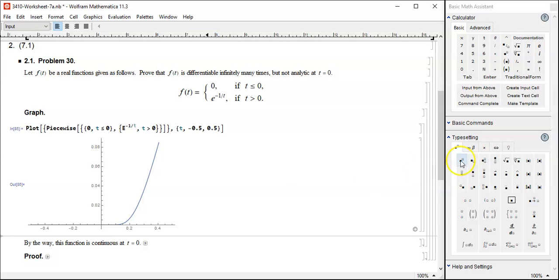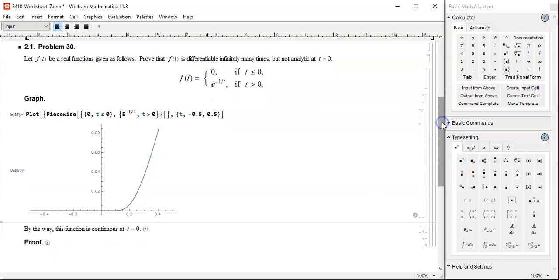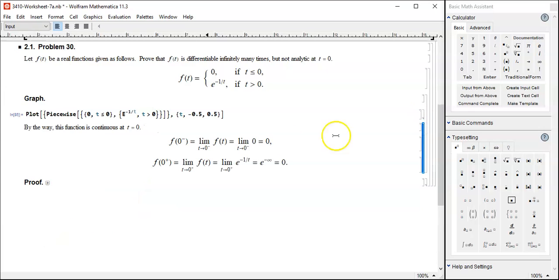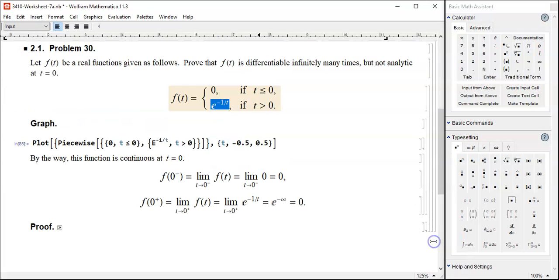By the way, you can analytically prove that this function is continuous. It's not too bad. Let's see. When t is less than 0, then we have constantly 0, no problem. So the limit is 0. How about the right-hand side? t is going to 0 from here. Let me expand the font. t is going to 0 from the right here.